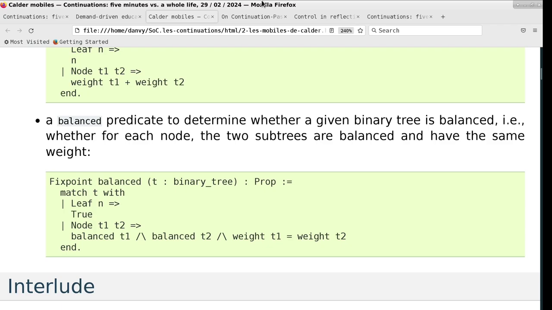A balance predicate to determine whether a given binary tree is balanced, whether for each node the two subtrees are balanced and have the same weight. So a leaf is balanced, and a node is balanced if the left subtree is balanced, the right subtree is balanced, and they have the same weight. Okay, interlude.